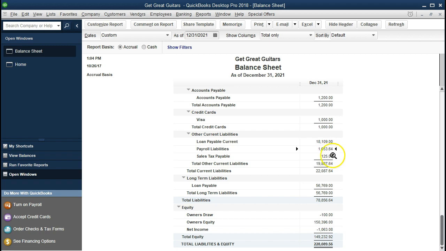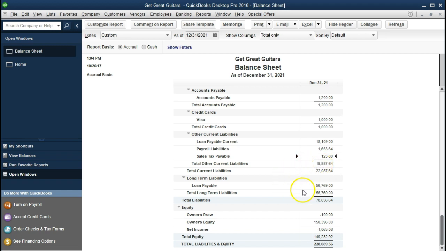Payroll liabilities, we owe our employees payroll liabilities, possibly being taxes that we owe on withholdings to the government. And then we have the sales tax payable, or this could be an accrual. It's probably an accrual. This is an accrual that we have as a payroll liability. And then we have the sales tax payable here, and then we've got the total current liabilities.